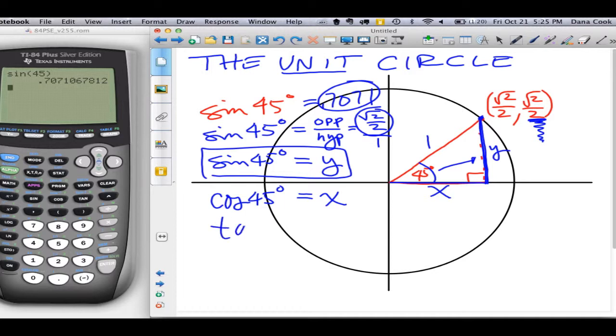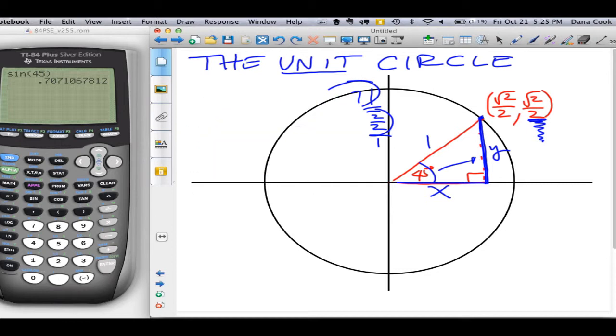Then if I'm asking about tangent of 45 degrees, it's going to be equal to the opposite over adjacent, which is going to be y over x, which in this case is 1. But let's apply this to the 30, 60, 90 and see what happens.